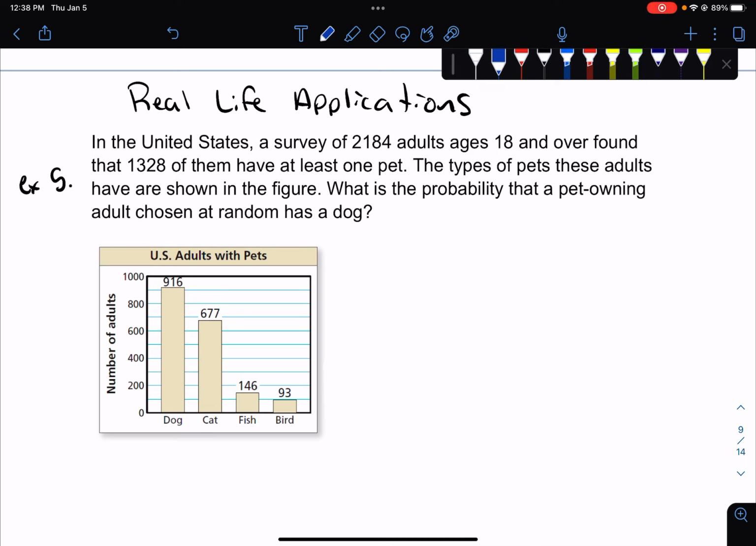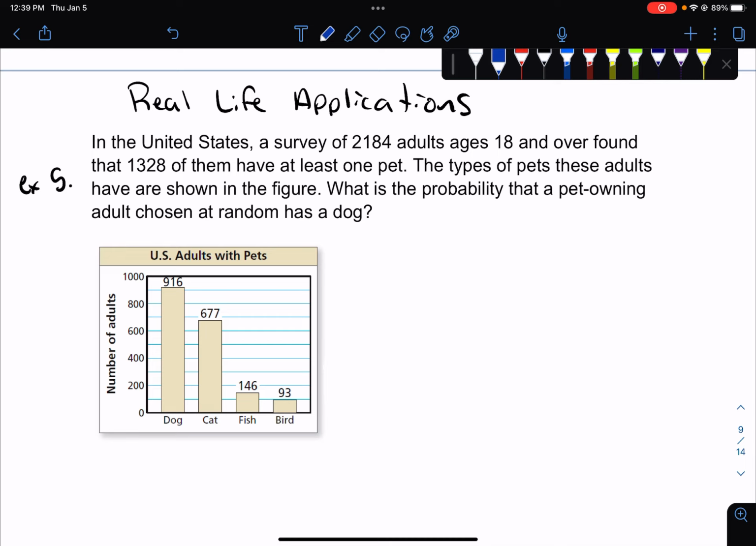Example number 5 in your book says, in the United States, a survey of 2,184 adults ages 18 and over found that 1,328 of them have at least one pet. The types of pets these adults have are shown in the figure. What is the probability that a pet-owning adult chosen at random has a dog?